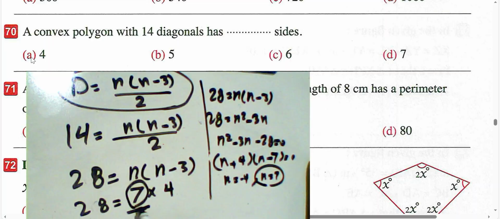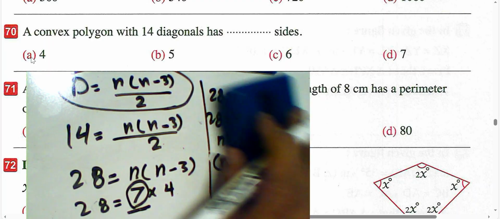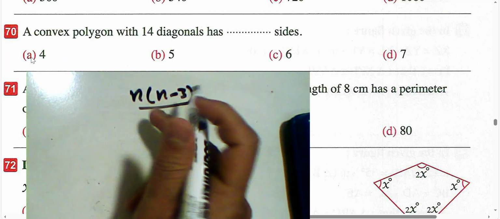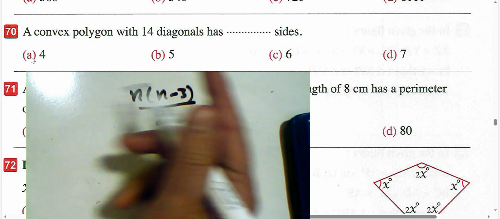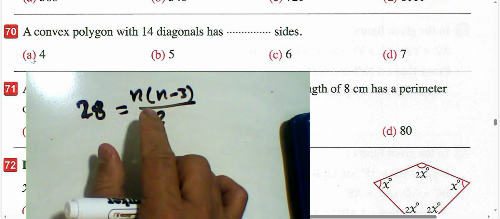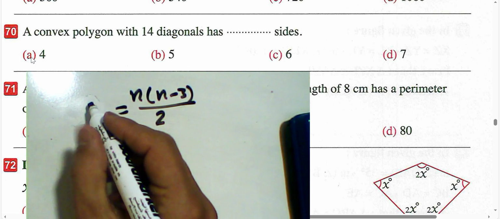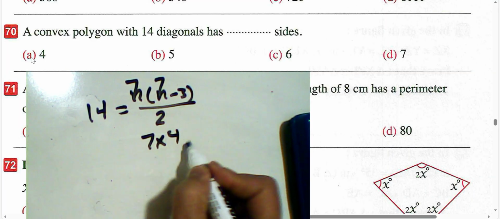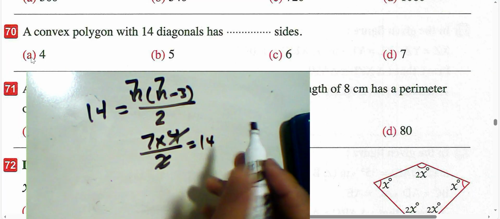You can use this method to tell the number of sides in one step, or you can write n times (n minus 3) divided by 2 and choose the number. If we put 7, it gives 14: 7 times (7 minus 3), which is 4, divided by 2, equals 14. Okay, that's in one step.